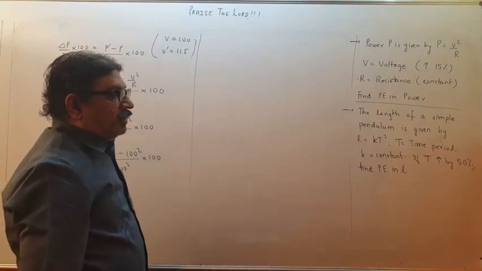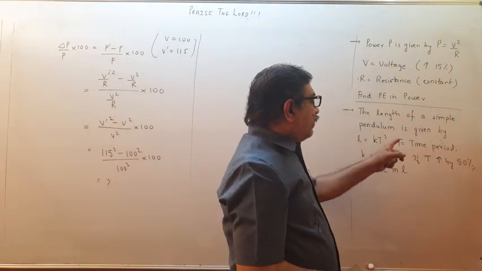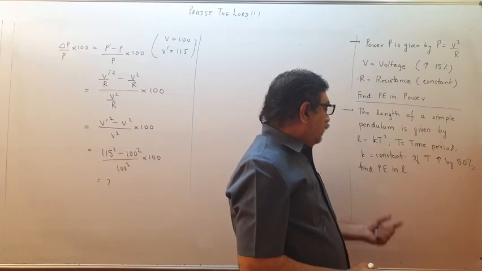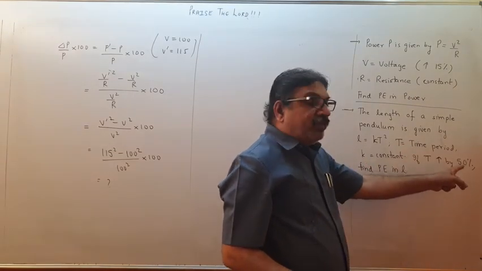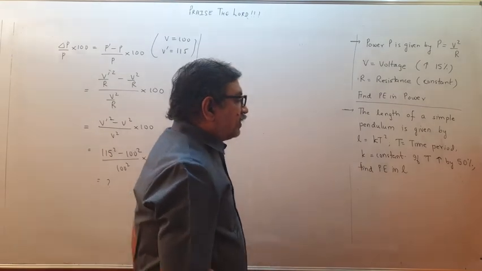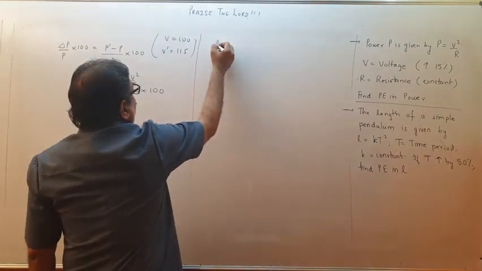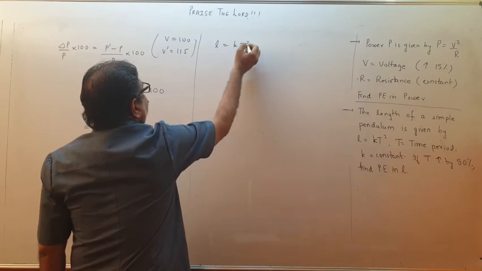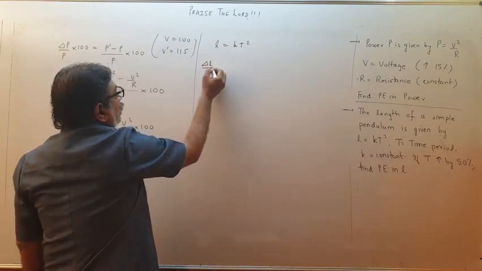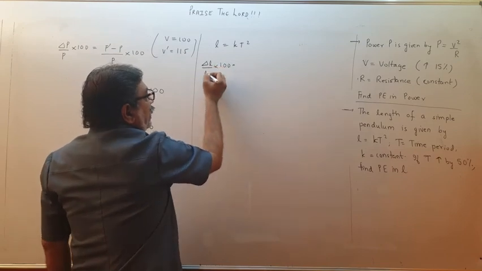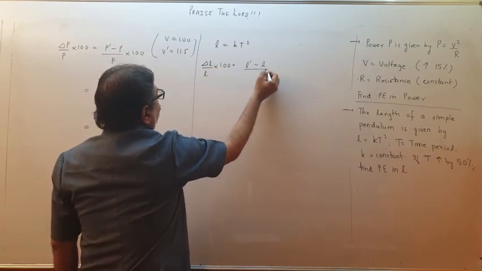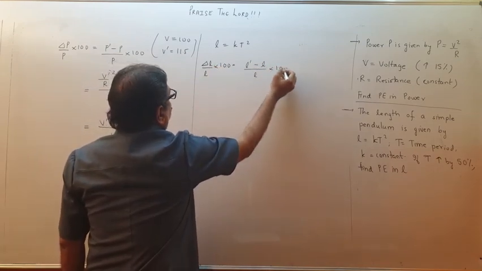Next one is, the length of a pendulum is given by L equal to kT square, where K is constant and T is the time period. If T is increasing by 50%, find the percentage error in length. It is given to me that L equal to kT square. I want the percentage change in the length. Okay, so delta L upon L, that will be (L dash minus L) upon L into 100.